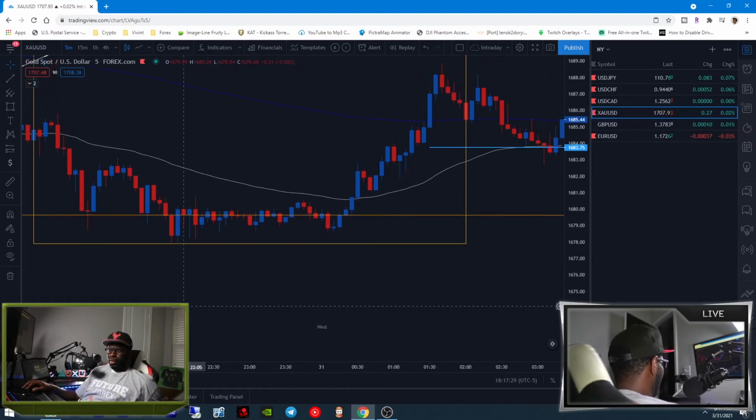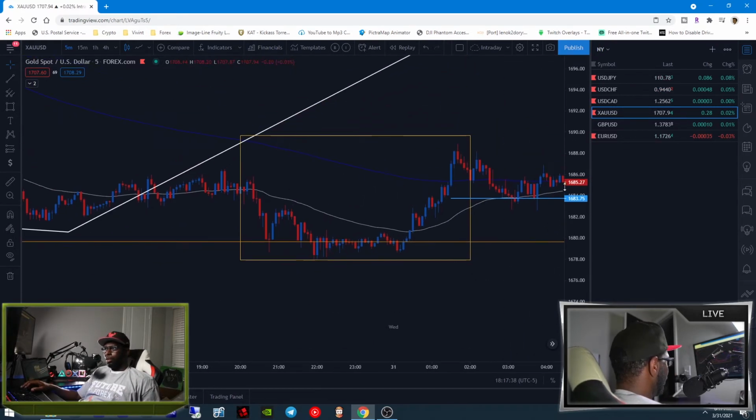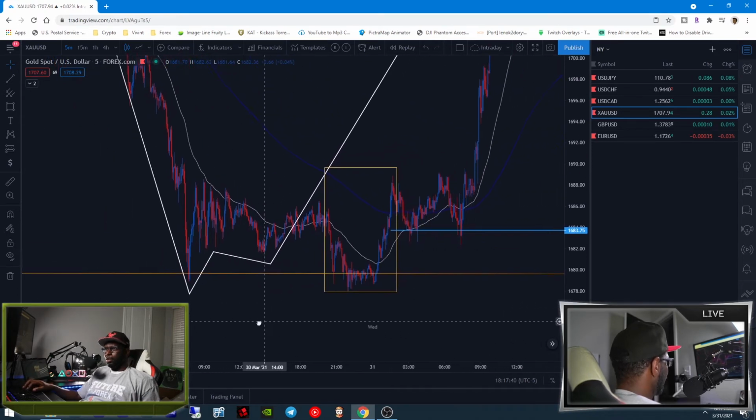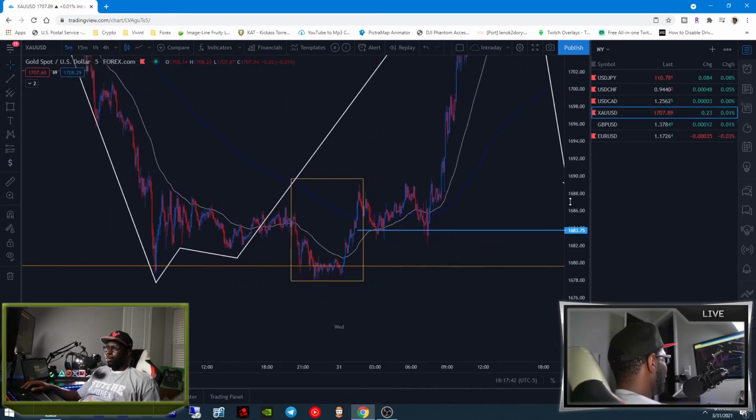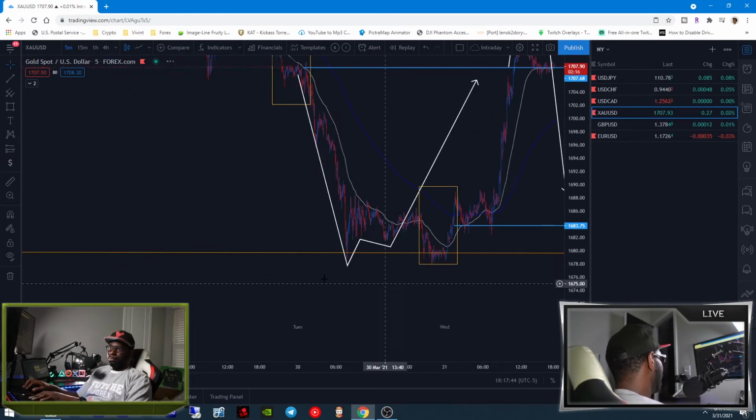I got in this trade late in the evening. Usually I don't jump in the evening. I do my trade in the morning, but I saw this setting up. I couldn't ignore it, so I jumped into it.